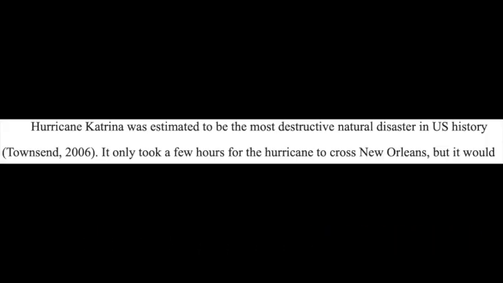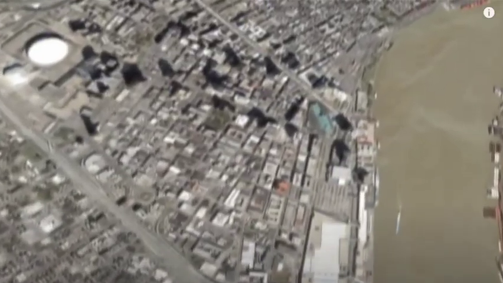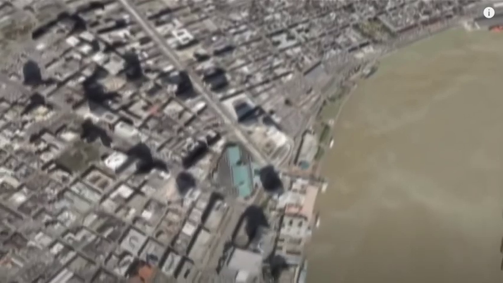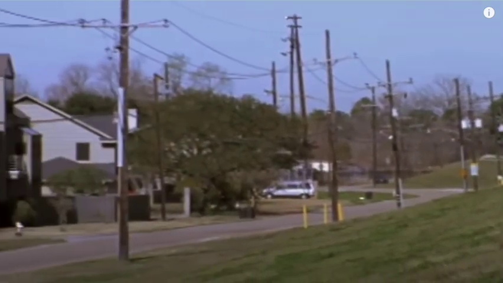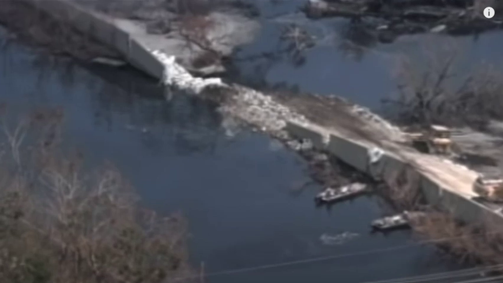Hurricane Katrina was estimated to be the most destructive natural disaster in U.S. history. It only took a few hours for the hurricane to cross New Orleans, but it would take many years to rebuild from the major devastation. The damage from the storm was estimated at up to $96 billion in 2006.